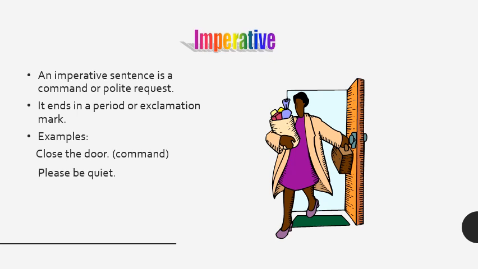Please be quiet. You might ask, what is the verb here? Here the verb is be. This is the verb to be. And the please is a polite word. We use it for orders and polite requests. You see? Polite request.